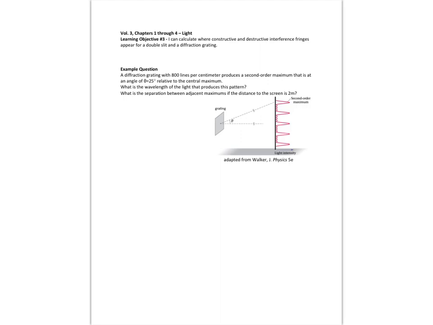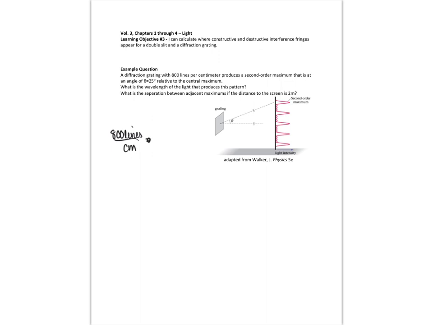Okay, for our third learning objective, we might see either a double slit problem or a problem about diffraction grating. This particular example that I'm doing deals with the diffraction grating. So we're told our diffraction grating has 800 lines per centimeter.